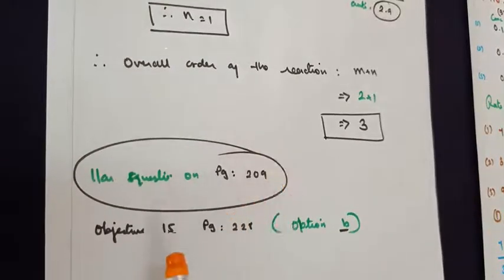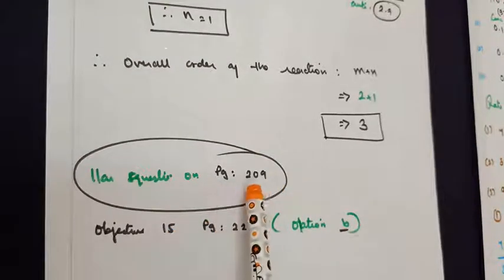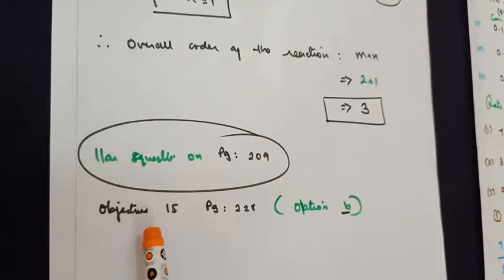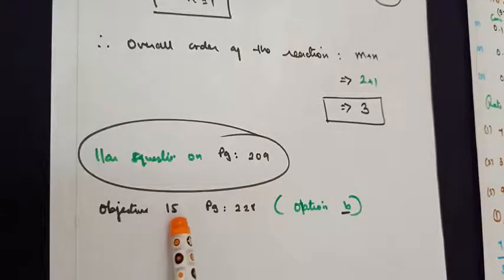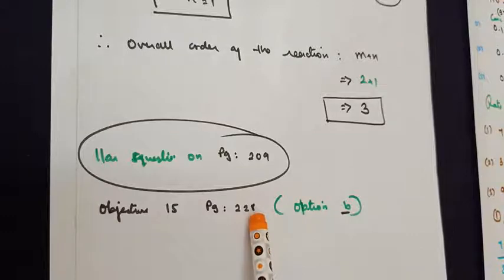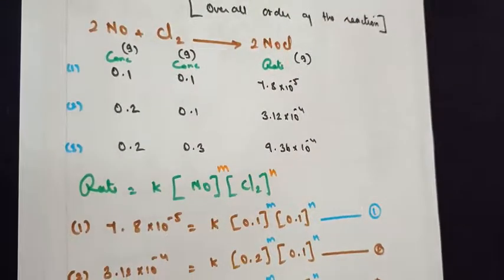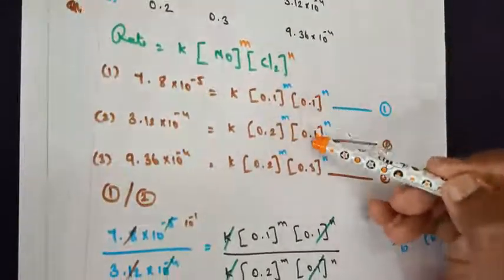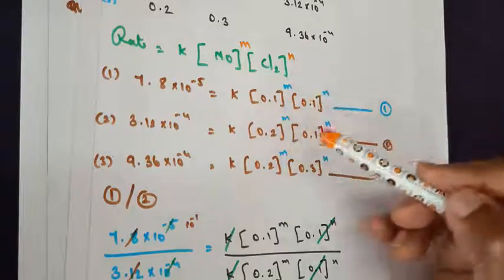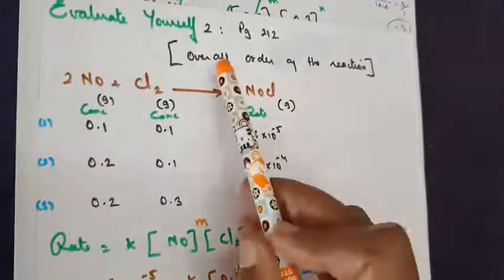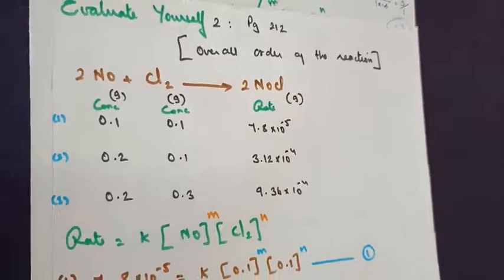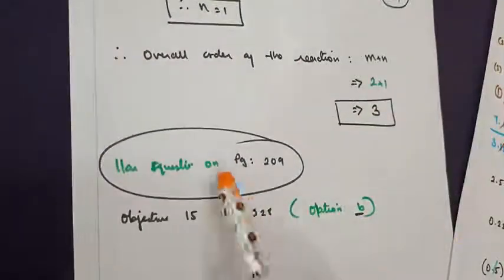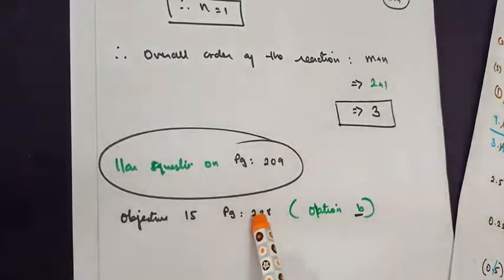Now a similar type of question is given on page number 209. And one more type of question in objective 15 from page number 228. Children, it's very easy, only the weightage is more because of the data provided. Remember which term can be considered so that the other term gets cancelled. If you know that concept, working out the numericals based on overall order of the reaction is very easy. Kindly work out these two questions so that you get practiced. Thank you.